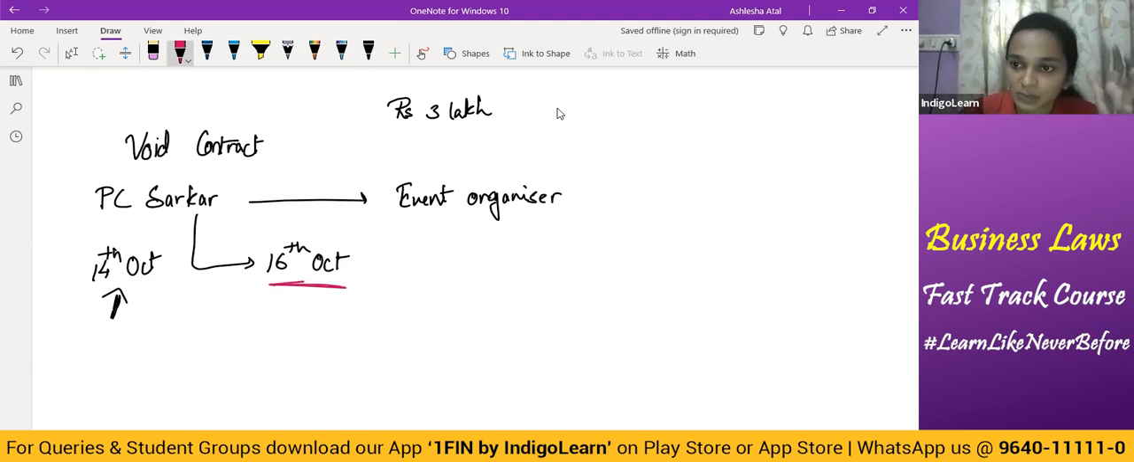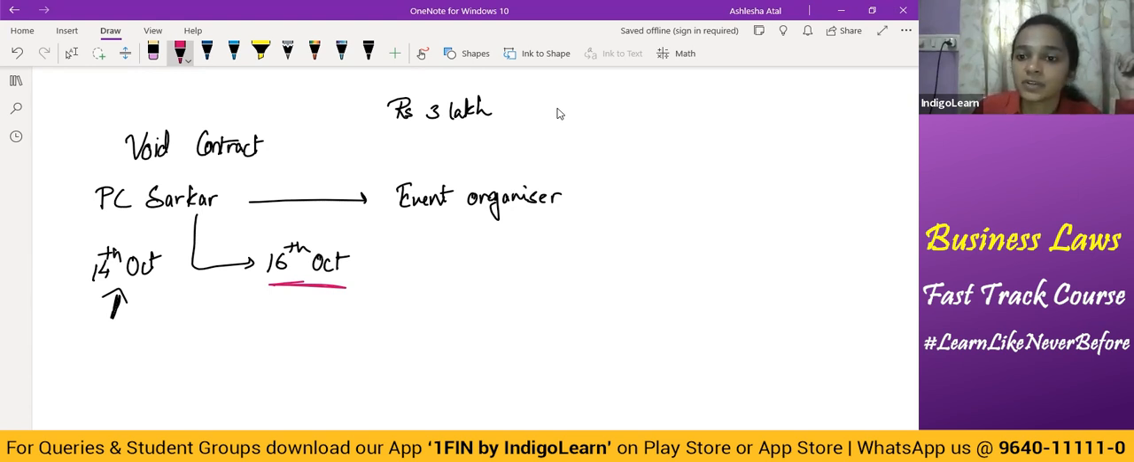When the contract was made, initially it was a valid contract. However, something happened which made the performance impossible, as a result of which the contract has now become a void contract. There's no possibility of performance now on 16th of October. So the contract has now ceased to be enforceable because of the happening of an event. However, there can be another example or another situation of a void contract as well.